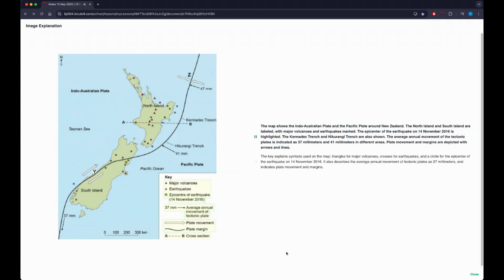The map shows the Indo-Australian plate and the Pacific plate around New Zealand. The North Island and South Island are labeled, with major volcanoes and earthquakes marked. The epicenter of the earthquake on the 14th of November 2016 is highlighted. The Kermadec Trench and Hikurangi Trench are also shown. The average annual movement of the tectonic plates is indicated as 37 millimeters and 41 millimeters in different areas.